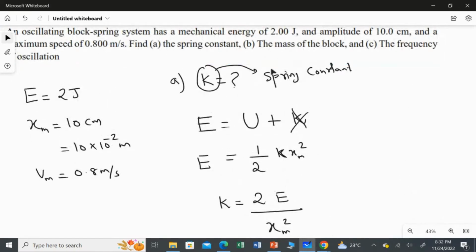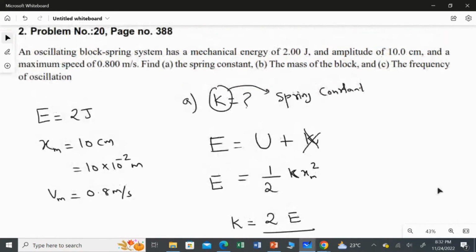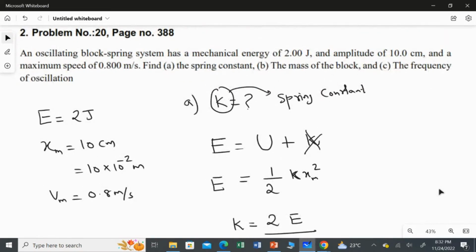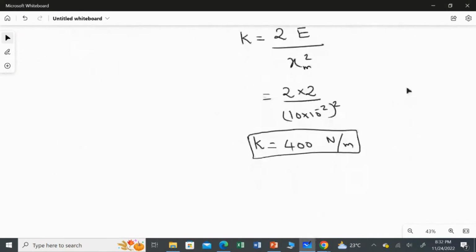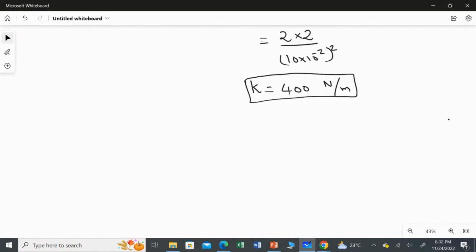And now we have to answer the second question. Find the mass of the block, because the mass is not mentioned in this question. So we are going to find the mass of the block. If you want to find the mass of the block, again we have to deal with the energy equation. So what is the energy equation? The mechanical energy E is equal to potential energy plus kinetic energy, right?